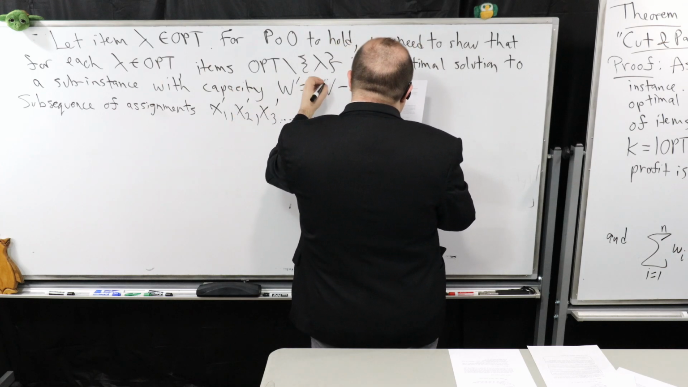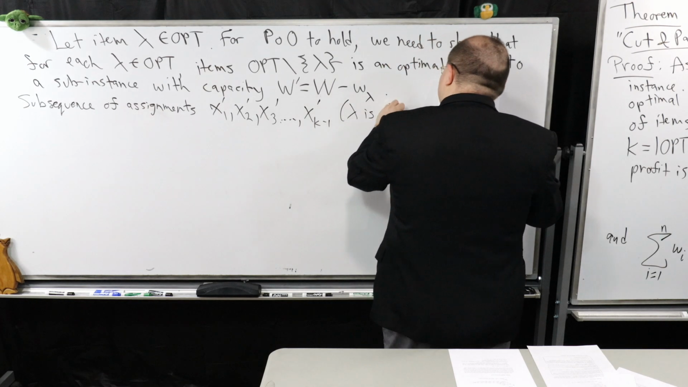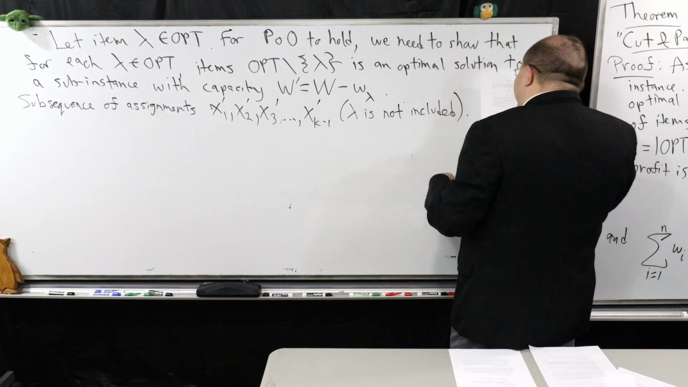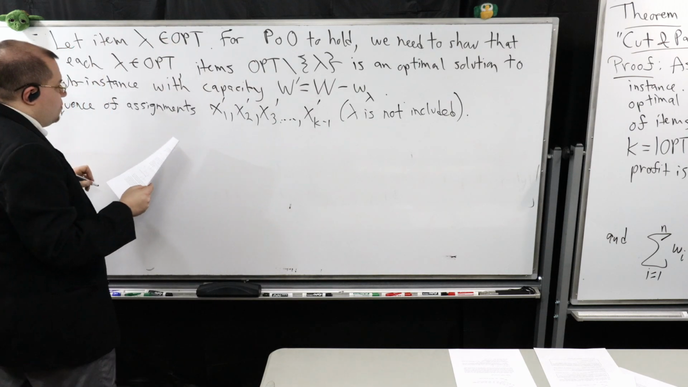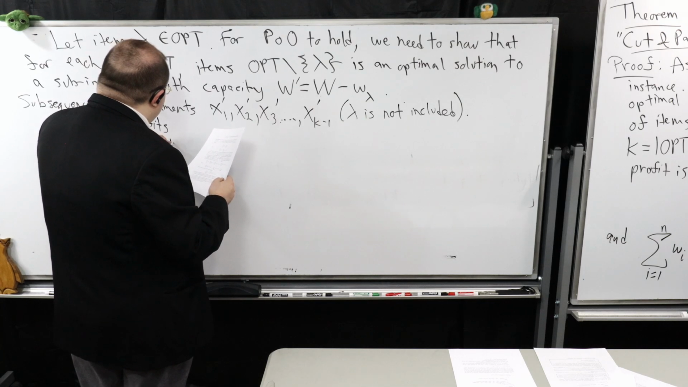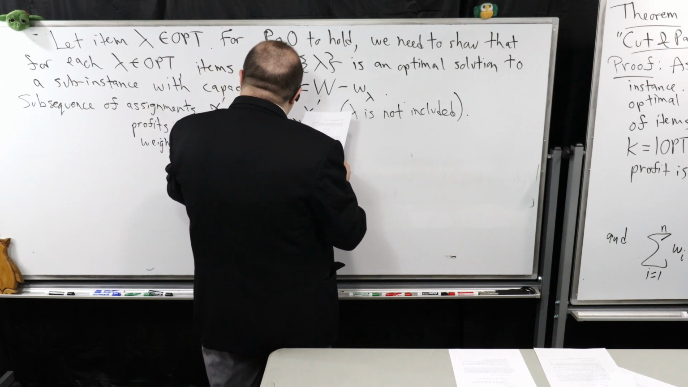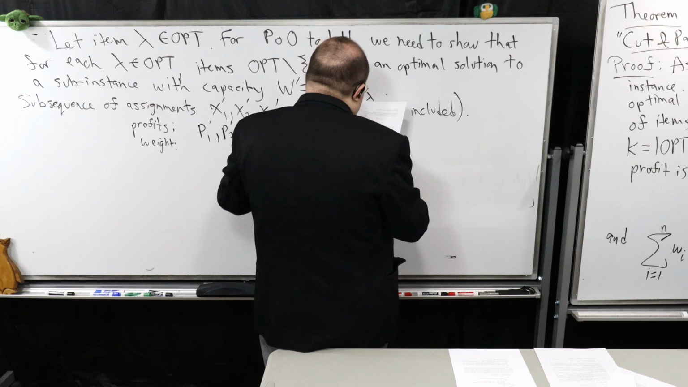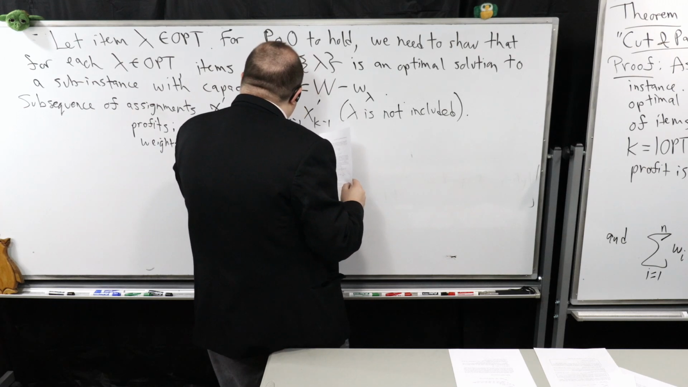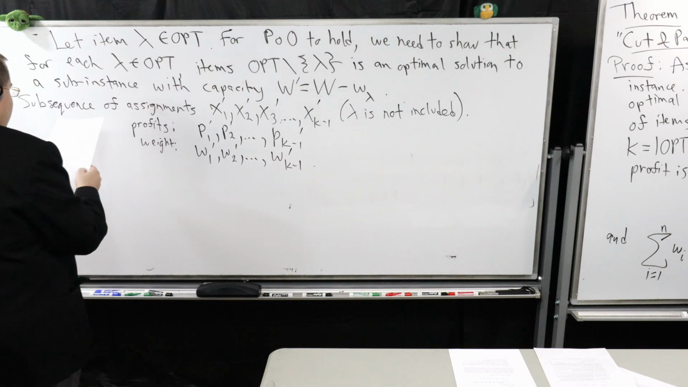So now what I'm going to do is, remember that lambda is not included. It's like batteries, you know, when you buy new toys. So I'm just going to call their profits and weights for these selections. I'm going to call these P1 prime, P2 prime, and so on, and their weights W1 prime, W2 prime, and so on. This is just for sake of notation. You're going to see that a lot of this is just formulating it carefully.